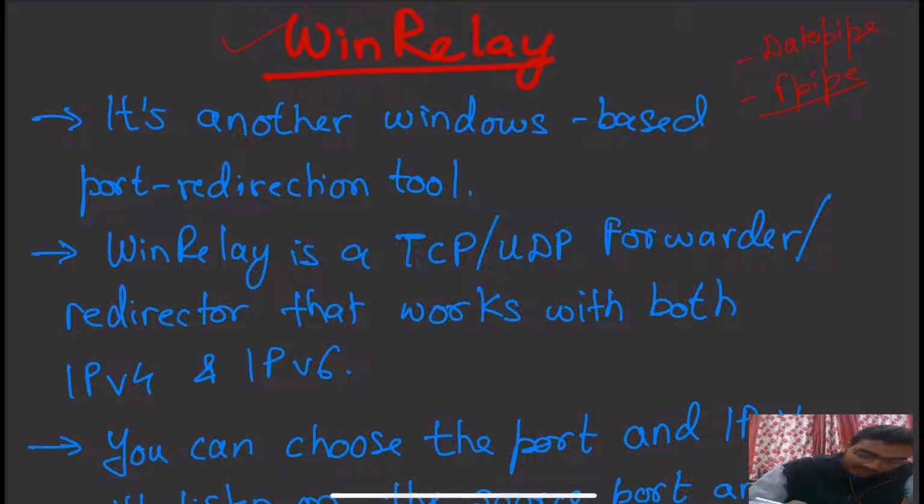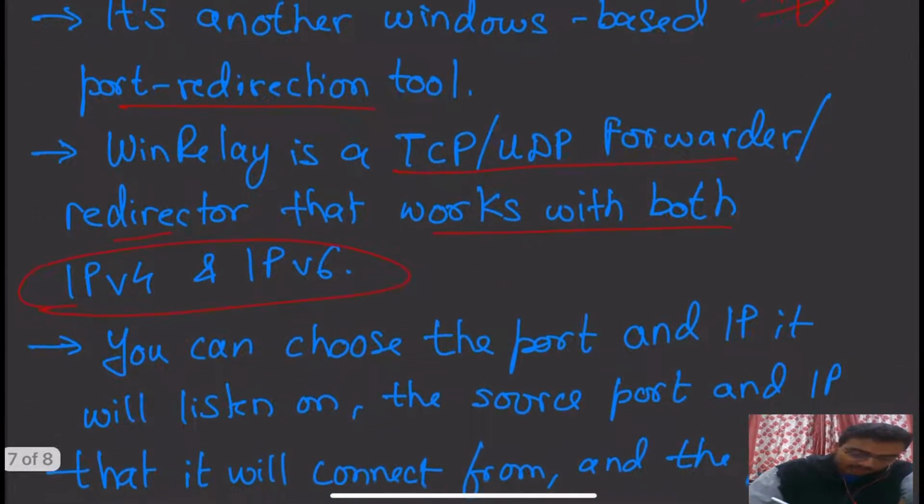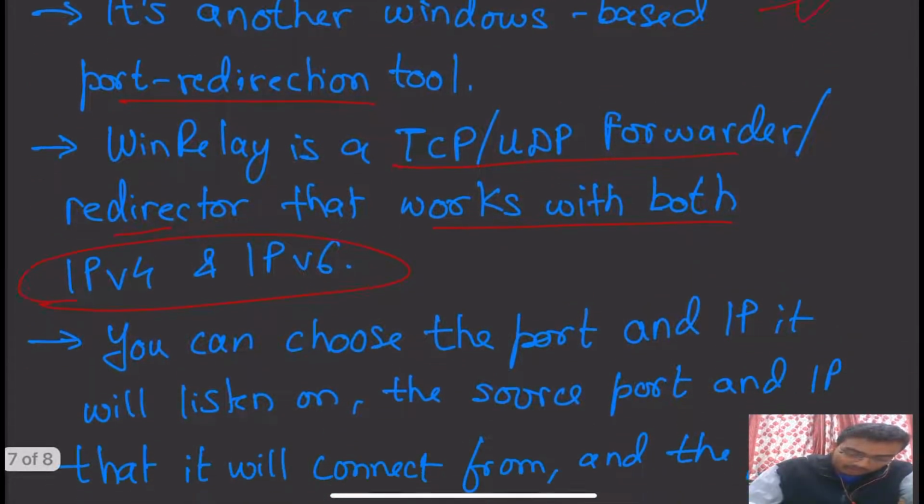So WinRelay is another Windows-based port redirection tool. F pipe was also a Windows-based port redirection tool. WinRelay is a TCP UDP forwarder redirector that works with both IPv4 and IPv6. This point distinguishes it from our F pipe.